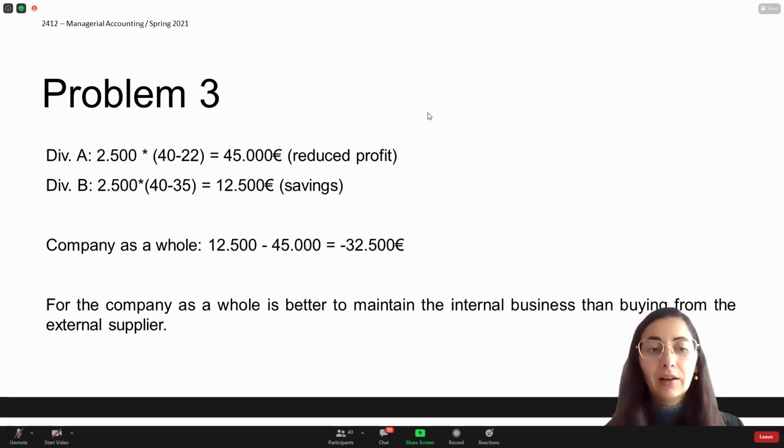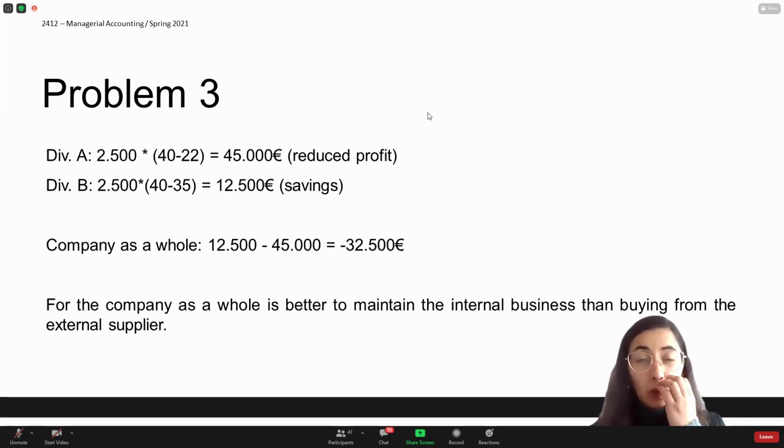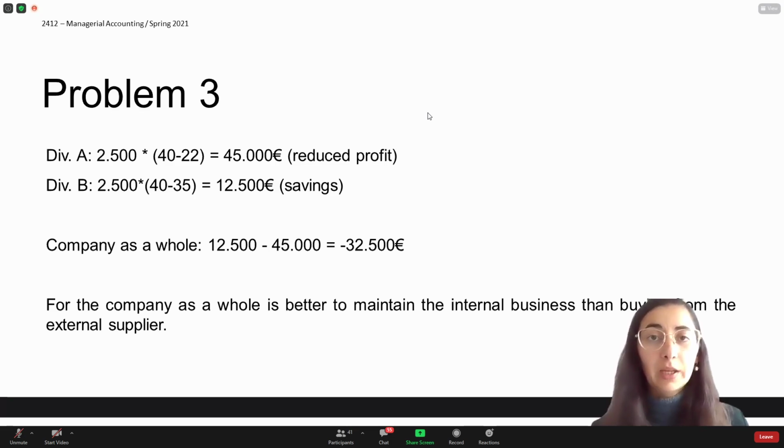And for the company as a whole, we can just calculate the sum of both impacts. So for division A, we have a negative impact. And for division B, we have a positive impact, because it's a saving. And it would give us a difference of 32,500.